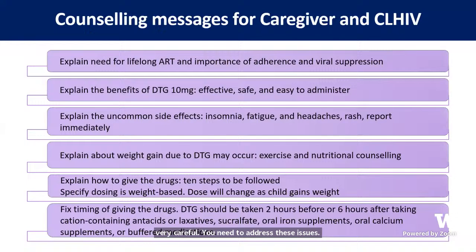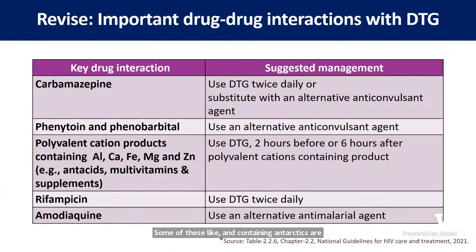Fix timing of giving the drug. Discuss with the parents the convenient time. DTG should be taken 2 hours before or 6 hours after taking some of these, like cation containing antacids or laxatives, sucralfate, oral iron supplementation, oral calcium supplementation, and buffered medications. So these are some of the key drug interactions with DTG.